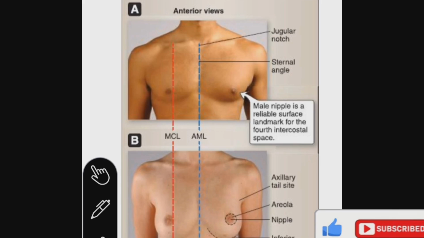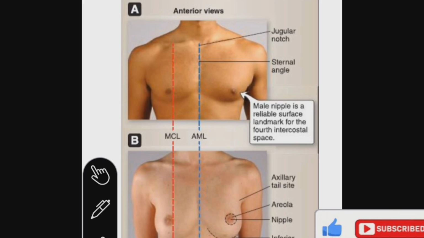Take note that the fibrous tissue that connects the breast to the skin is called the suspensory ligament or Cooper's ligament. It helps to maintain the shape of the breast. Then you have the retromammary space, which allows for mobility of the breast and is the site of surgical dissection.